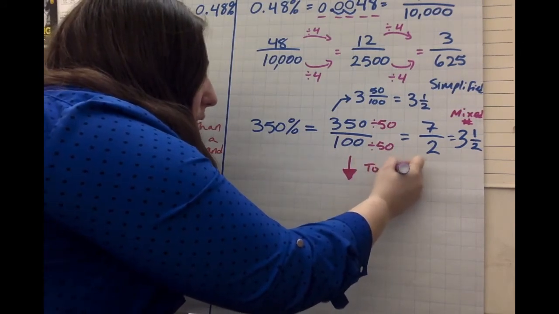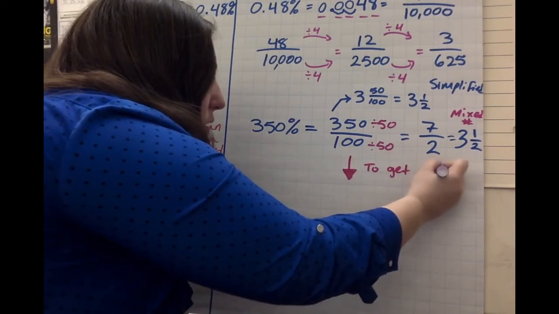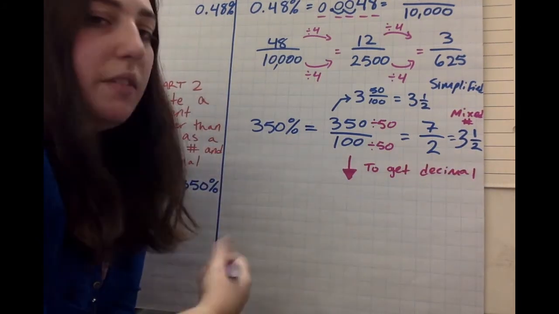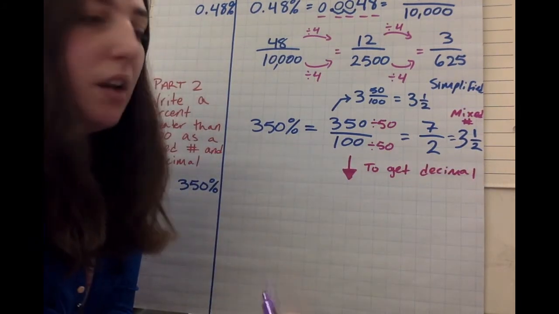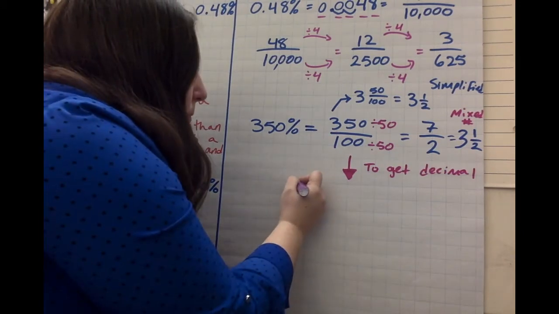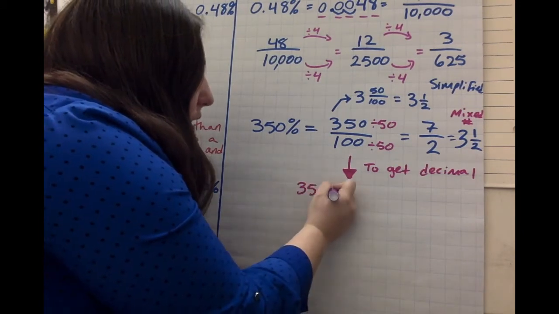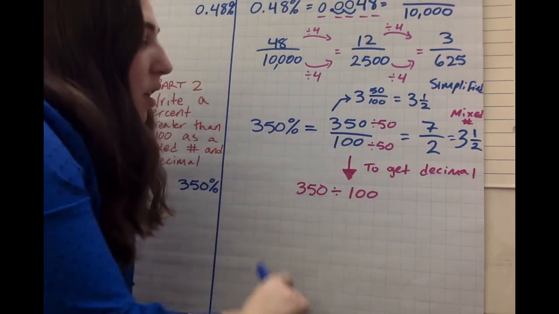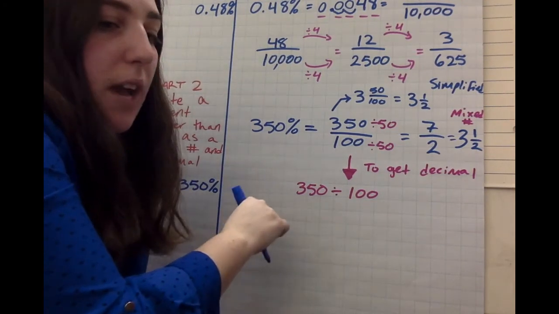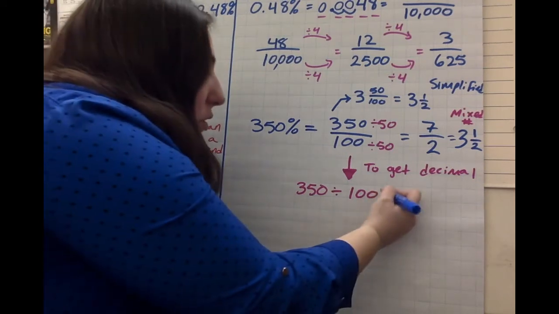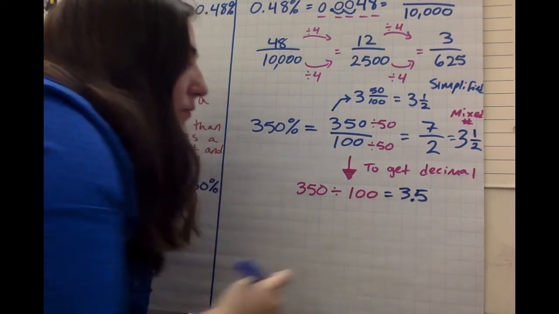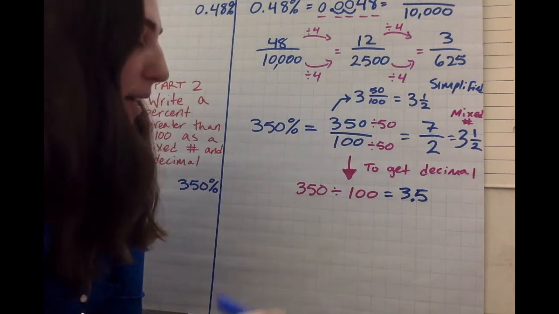I'm going to say to get decimal, we're just going to divide numerator by denominator. So I'm going to do 350 divided by 100. If I do 350 divided by 100, my answer is going to be 3.5. All right, and that's my decimal.